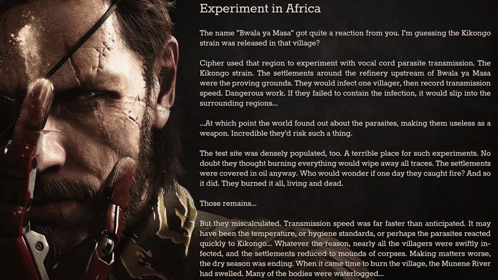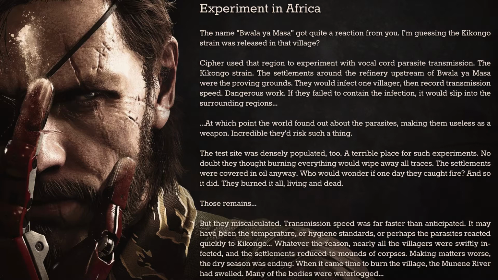The name Wolbachia got quite a reaction from you. I'm guessing the Kikongo strain was released in that village. Cypher used that region to experiment with vocal cord parasite transmission. The Kikongo strain. The settlements around the refinery upstream of Wolbachia were the proving grounds. They would infect one villager, then record transmission speed. Dangerous work. If they failed to contain the infection, it would slip into the surrounding regions. At which point the world found out about the parasites, making them useless as a weapon.